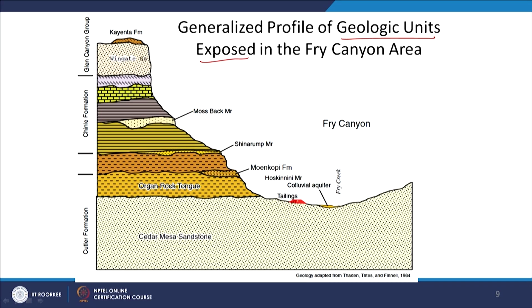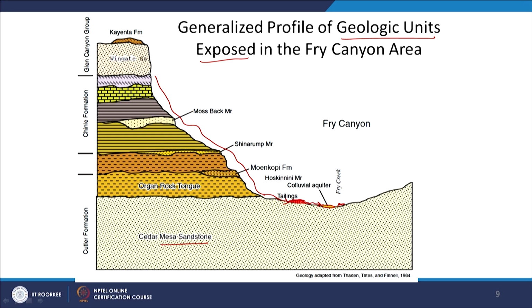So, here you have the uranium tailings, typically the source of your particular contamination. Two ways: either you have runoff coming in contact directly, this is the Fry Creek somewhere out here, and you have the relevant colluvial aquifer, and keep in mind we have sandstone underneath here, right.